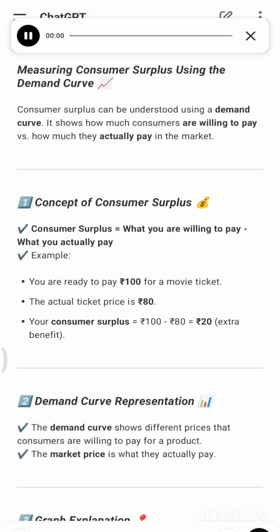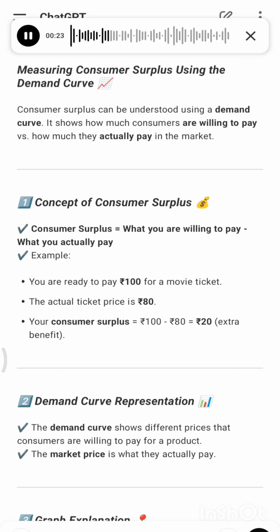Measuring consumer surplus using the demand curve. Consumer surplus can be understood using a demand curve. It shows how much consumers are willing to pay versus how much they actually pay in the market. 1. Concept of consumer surplus: what you are willing to pay minus what you actually pay.